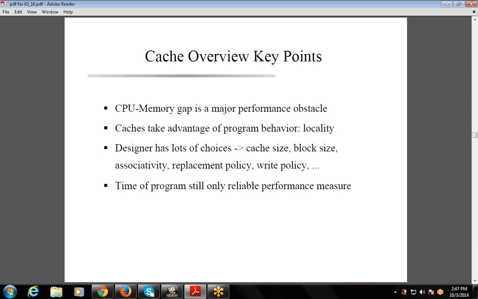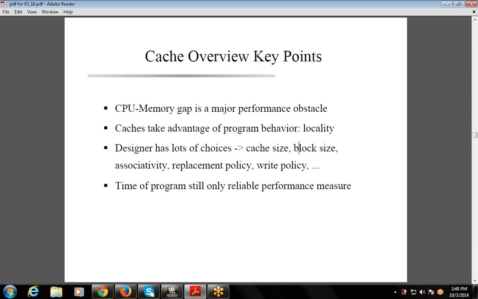Then, cache takes advantage of program behavior. First of all, cache fills the gap, then it exploits locality, which means your references to data items. Locality is of two types: one is spatial locality, and one is temporal locality.